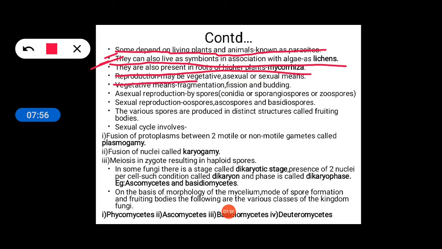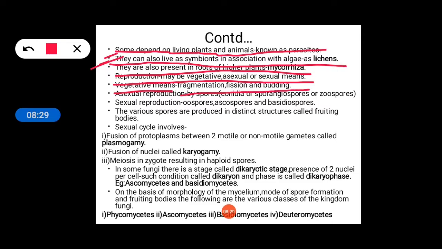That means fungi can reproduce their young ones, or fungi can reproduce by three modes. The first is vegetative, then there may be asexual reproduction, or there may be sexual reproduction. Vegetative reproduction includes fragmentation, fission and budding.